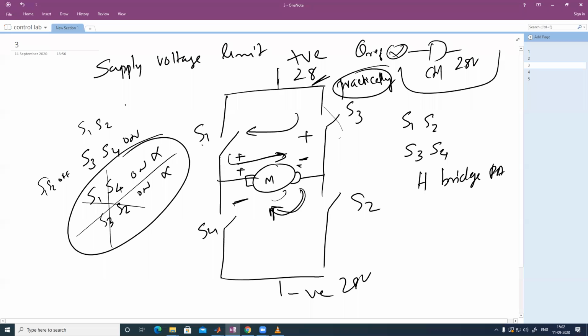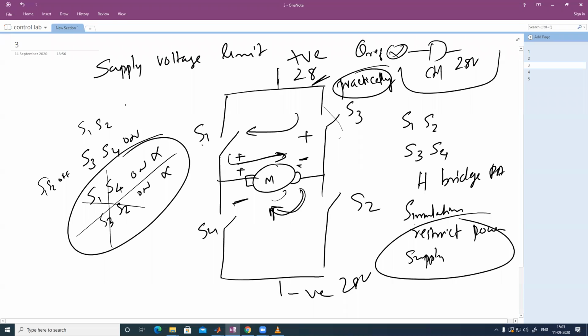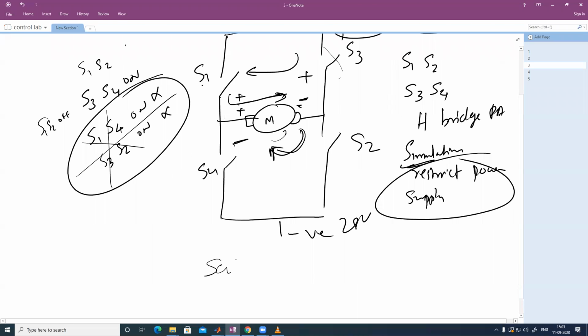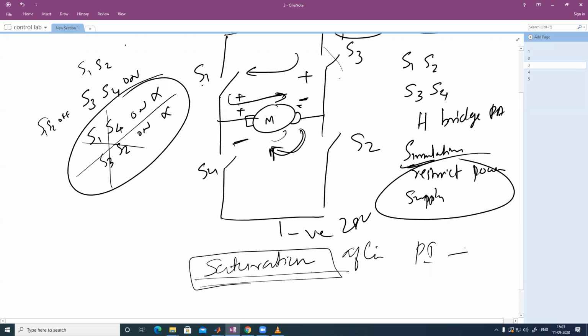Practically it cannot supply. So in simulation also, you have to restrict the power supply limit. So you are limiting the power supply in simulation also. For that purpose, in Simulink, you are adding a saturation block after the PI plus rate feedback control. So if the controller demands more than 28 volt, it cannot give. For that purpose, you are adding a saturation block there.